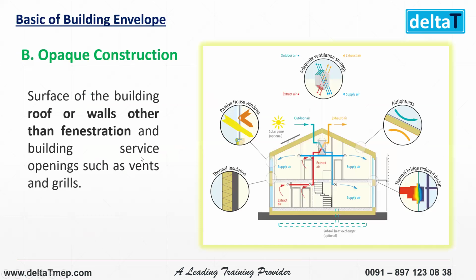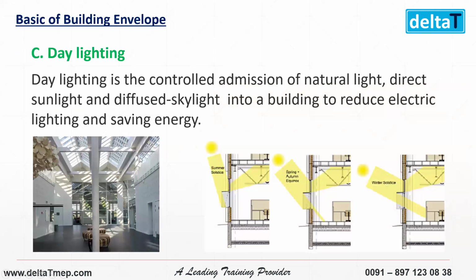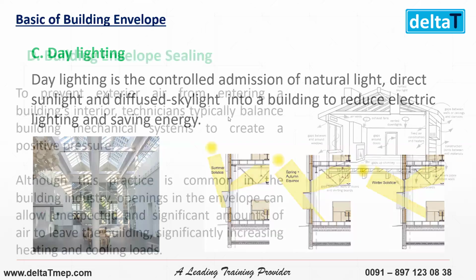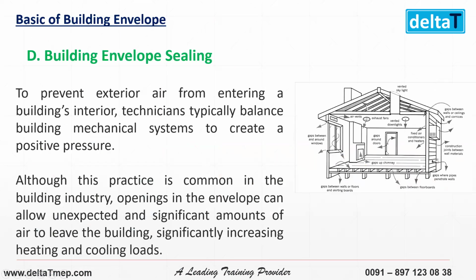And then we're talking about daylighting. Daylighting is about how I can save lighting energy. Imagine in the day, if I don't want to use the light, from where can I bring light from outside? I have to design a building in that way, right? And then building envelope ceiling. Ceiling means infiltration.